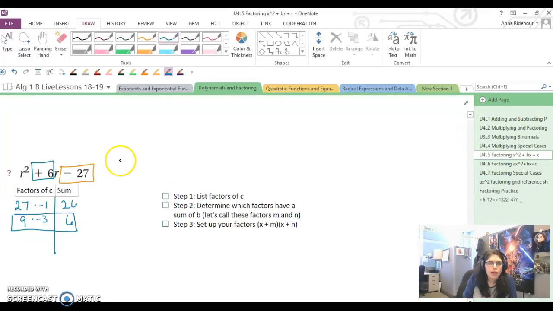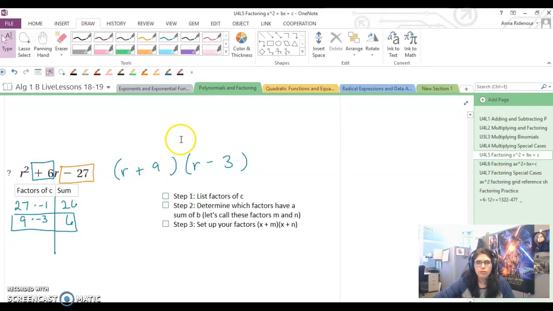Then I set up my factors with two sets of parentheses. My variable is r, so I'm going to put an r in both of those, and then I have r plus 9 and r minus 3, and those are my two factors. Once you get the pattern down, these aren't too difficult as long as you know your factors. Remember that you can always use Desmos to check to see if something is a factor.